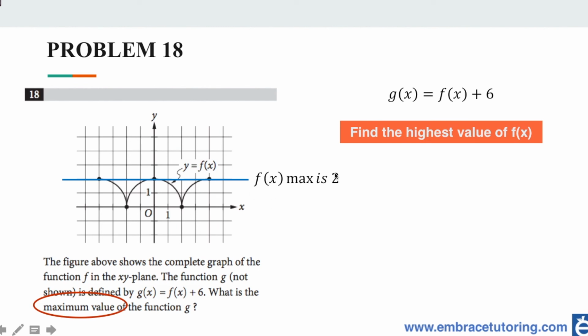So f of x max is 2 for each of these, which means I'm going to plug in a 2 here. And so if I get g of x equals 2, which is my greatest value of f of x, then the greatest value of g of x is going to be 2 plus 6, which is 8. So 8 will be my answer to question number 18.